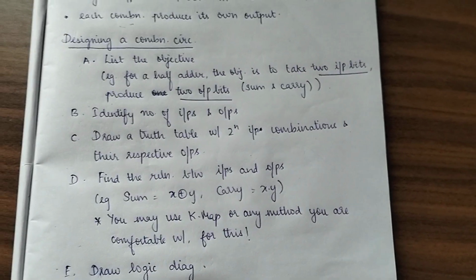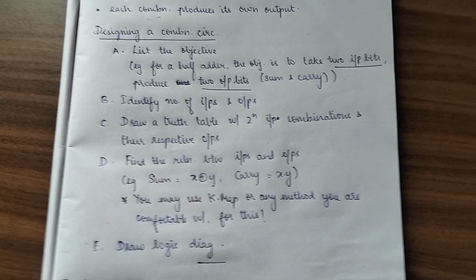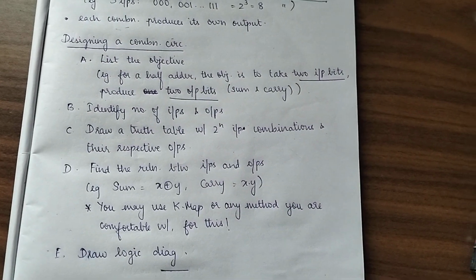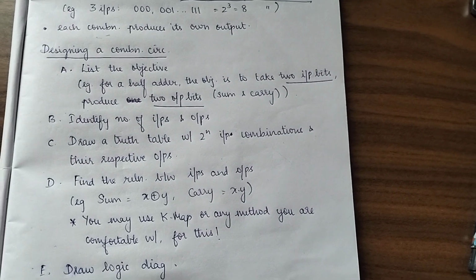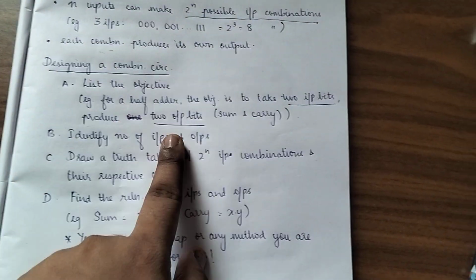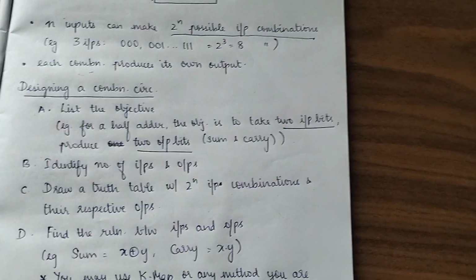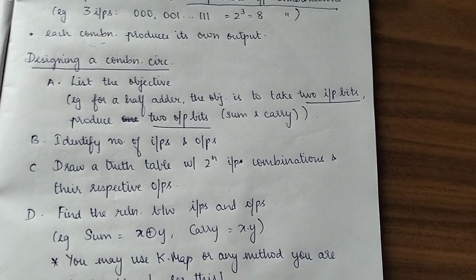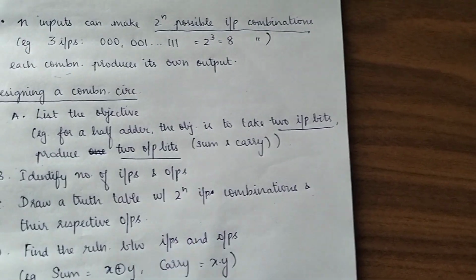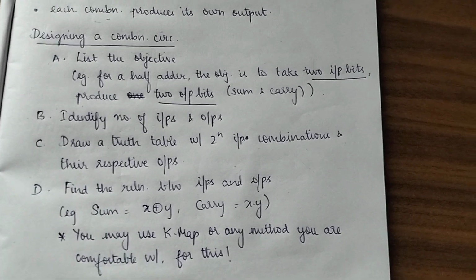Now when we are asked to design a combinational circuit, how do we go about it? We start by listing the objective. By objective, what I mean is what is given to the circuit and what is it supposed to produce. For example, if you take a half adder, you will be given 2 input bits, x and y or a and b or whatever, and you have to produce 2 output bits, where one of them is the sum of these 2 inputs and the other is the carry. So like this you list out the objective for any combinational circuit.